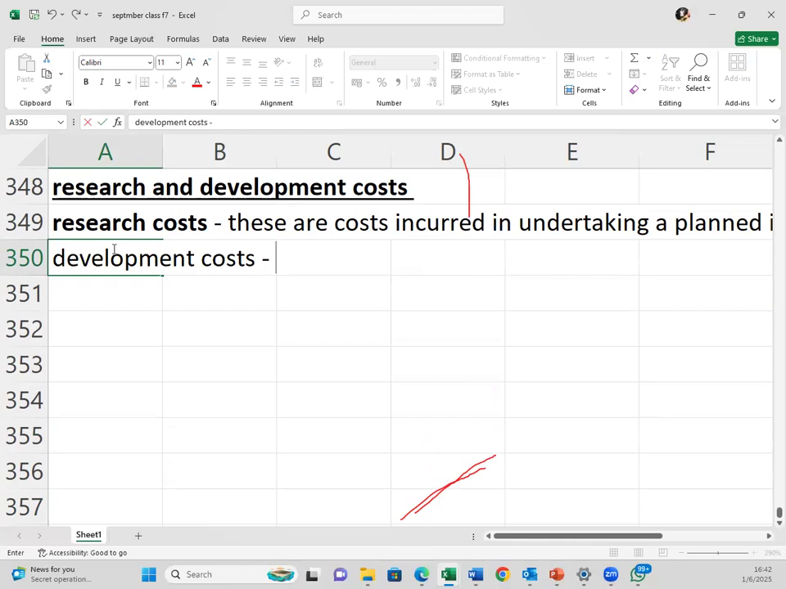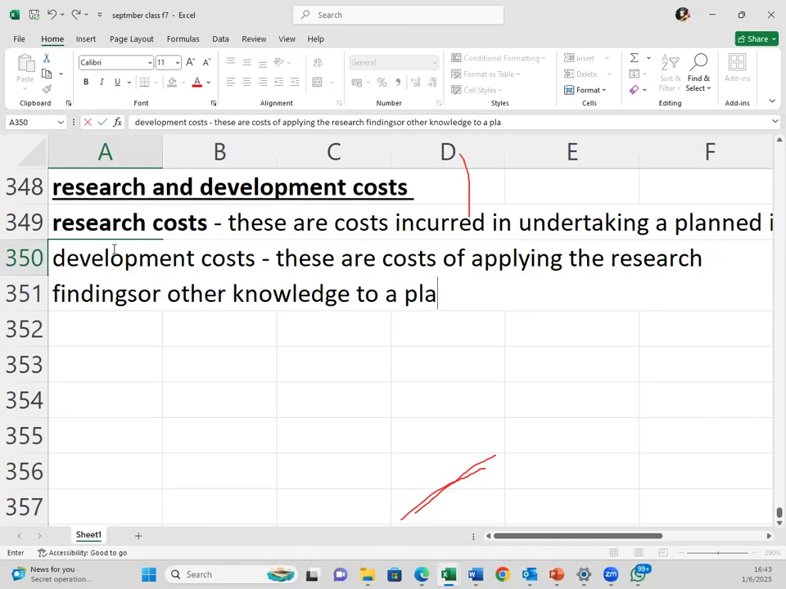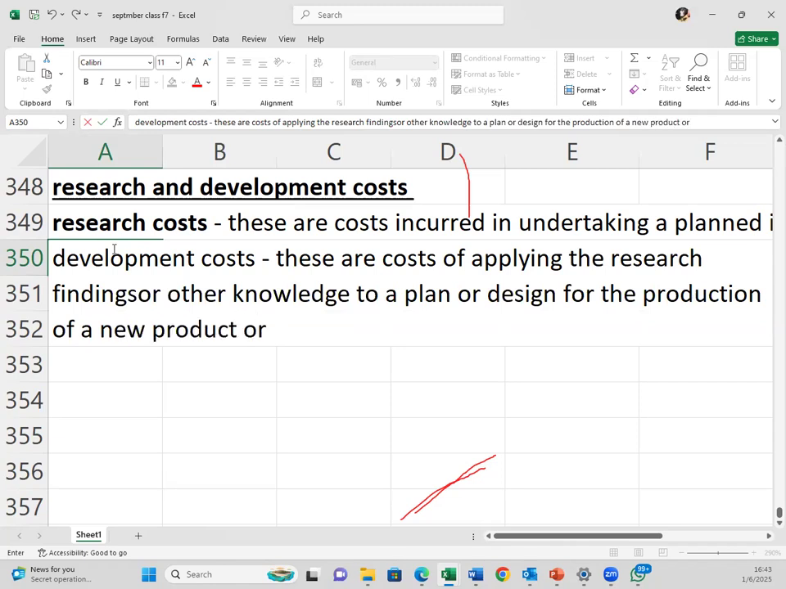So the development costs, these are costs of applying, take note of applying, the research findings or other knowledge to a plan, or we can say to a design for the production of a new product or service.